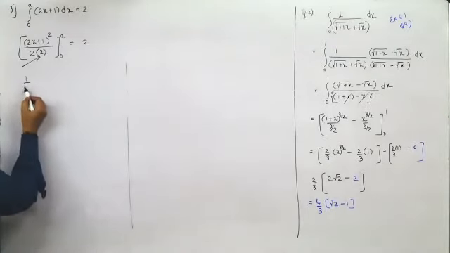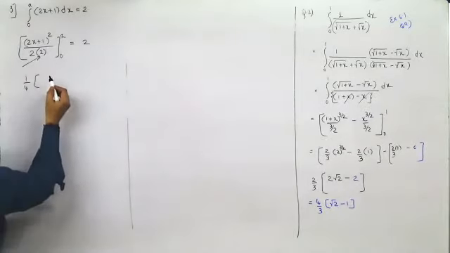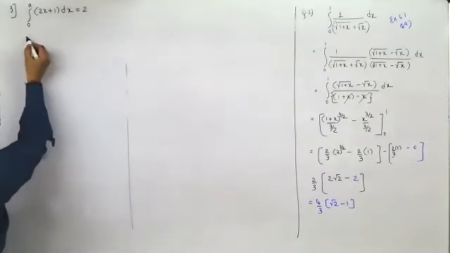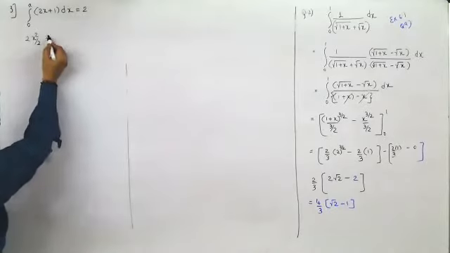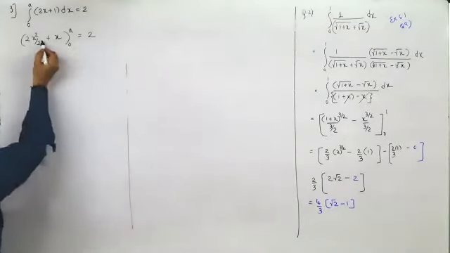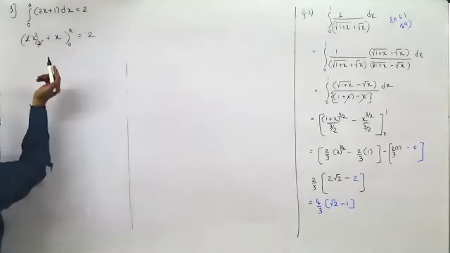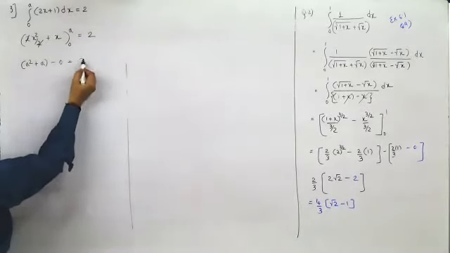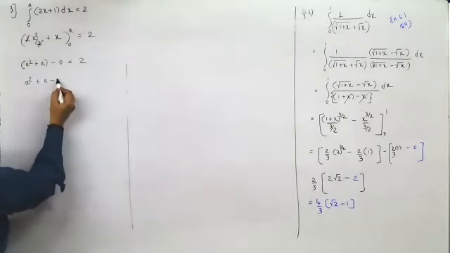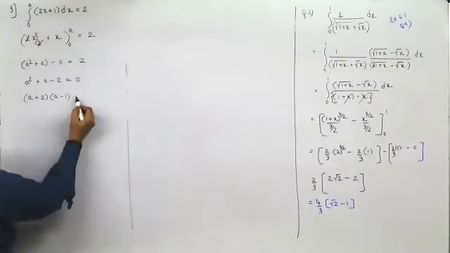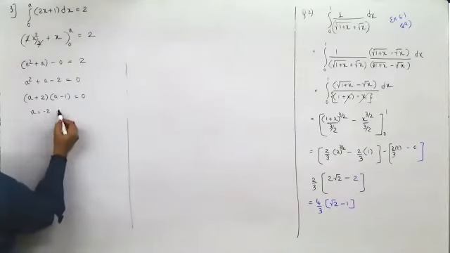Now I'll take 1 upon 4 out. I'll first take a here. This would be difficult, so it is better to take it individually itself. This is 2x square by 2 plus x between 0 and a. This would be easier for you to solve. It is only that you have to expand it. So this would be a square plus a minus 0 equal to 2. So this is a square plus a minus 2 equal to 0. This would be a plus 2 into a minus 1 equal to 0. So a would be minus 2 or a would be 1.